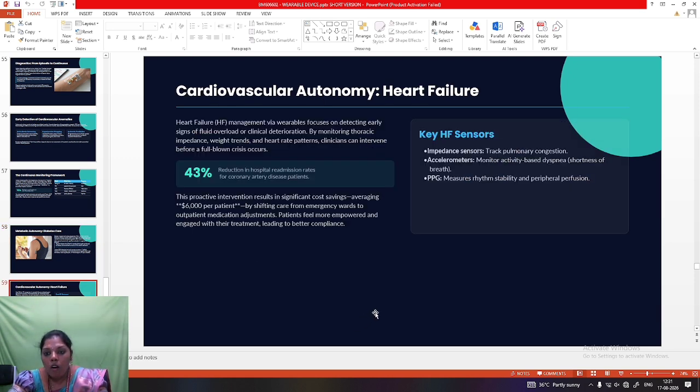Cardiovascular health and heart failure. The next topic is more important. Heart failure management via wearables focuses on registering impedance, weight differences, and heart rate patterns for clinical intervention before a full-blown crisis. Key HF sensors: an impedance sensor to track pulmonary congestion, and an accelerometer to monitor acceleration based on the diaphragm.